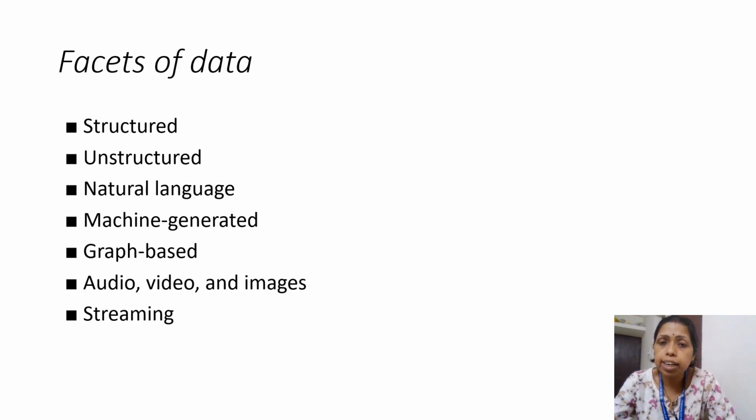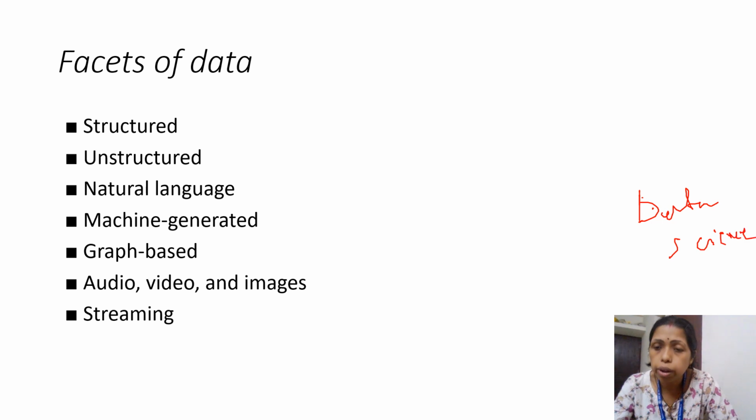So data science, I told you, is data plus science. That means first you need to know about the data. If you want to deal with the data, you need to know what the types of the data are.